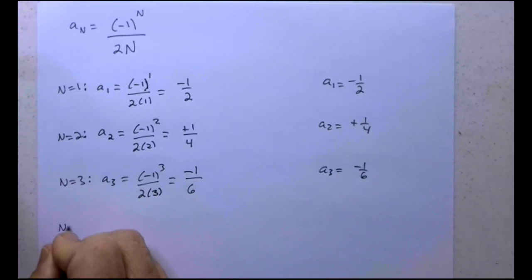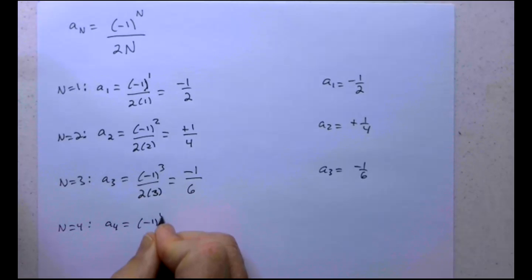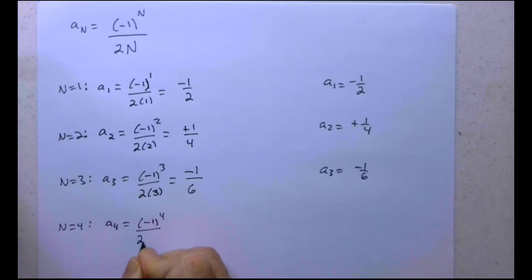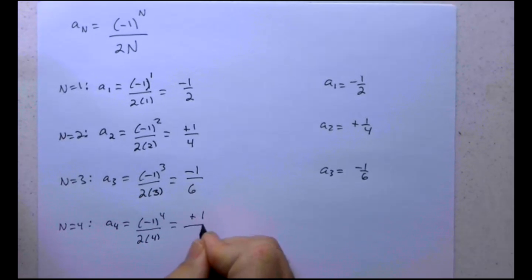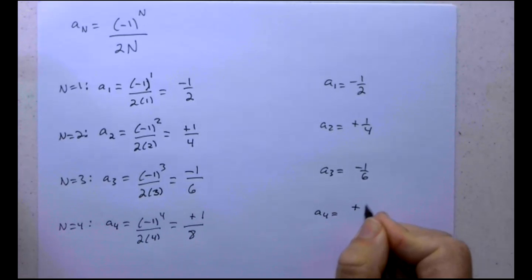Next, we go to n equals 4. a sub 4 is (-1)^4 over 2 times 4. (-1)^4 would become a +1 now, right? -1 times -1 times -1 times -1 would become +1. 2 times 4 is 8. So a sub 4 is +1/8.